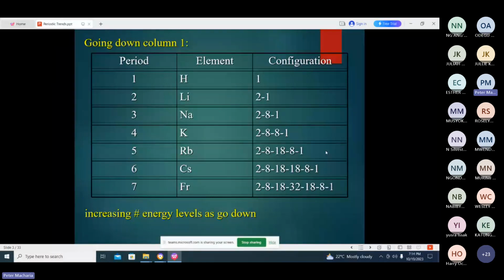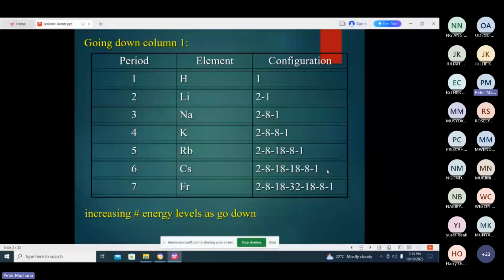You can see that hydrogen has only one orbital and it has one electron. Lithium has 2 orbitals and the outermost electron is 1. Sodium has 3 orbitals, one with 2 electrons, one with 8, and the last one with 1. So the similarity is a single electron in the outermost shell.